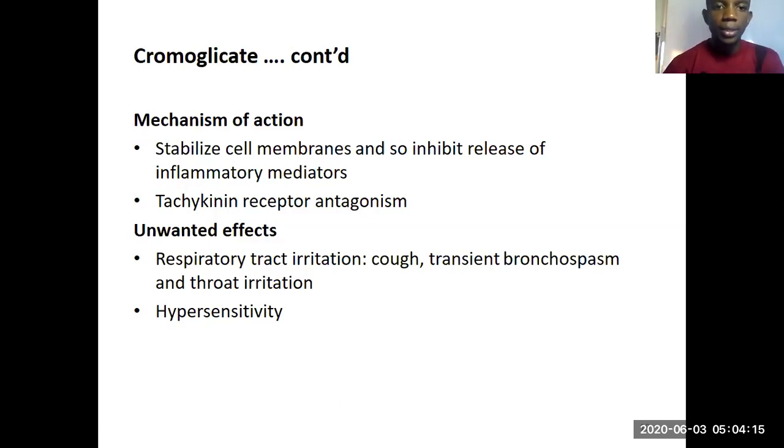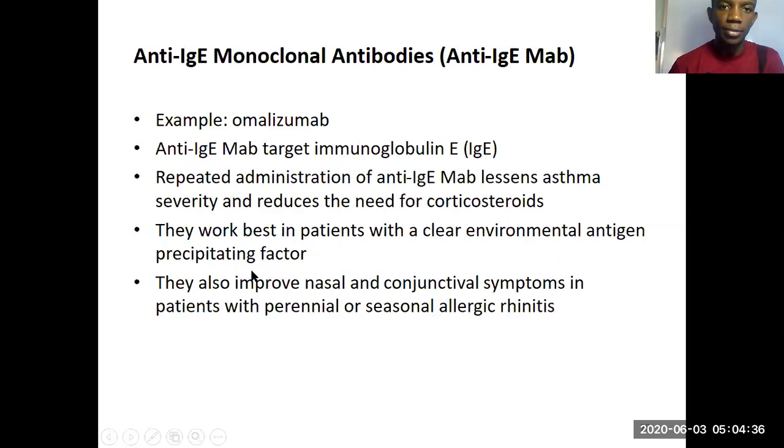Tachykinin receptor antagonism is another way in which cromoglicate works. The unwanted effects here include respiratory tract irritation like cough, transient bronchospasm, as well as throat irritation. Then we also have hypersensitivity reactions.